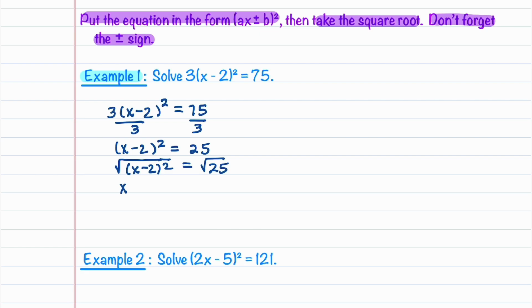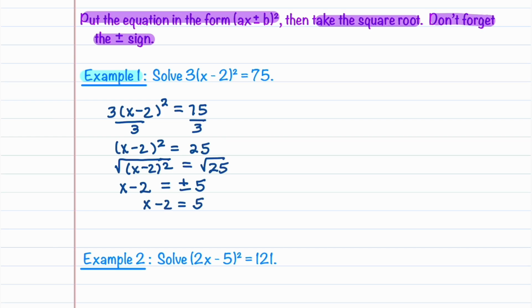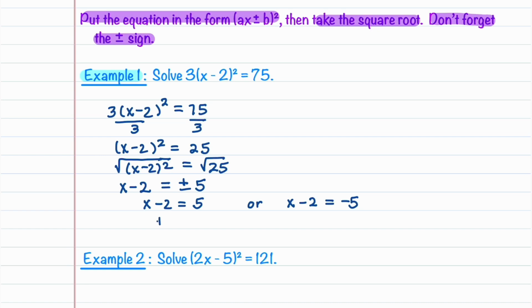On the left, we just get x minus 2, and then on the right, we're taking the square root, so we do the plus minus, and we get plus or minus 5. For this problem, we are going to get 2 different solutions, so let's work at them one at a time. I'm first going to write down x minus 2 is equal to 5, so that will be one solution, or we'll have another solution, x minus 2 is equal to minus 5. Let's first solve the problem on the left. We need to get x by itself, so we're going to add 2 to both sides, and we end up with x is equal to 7.